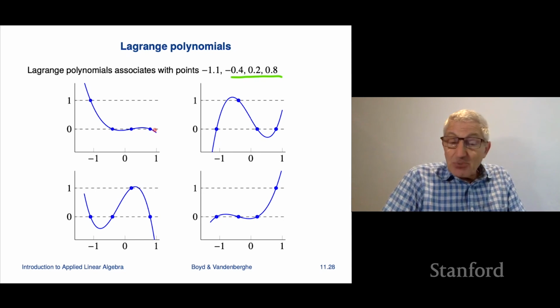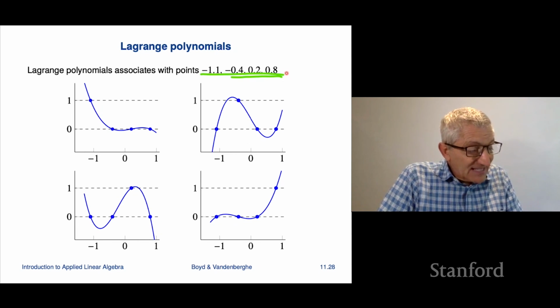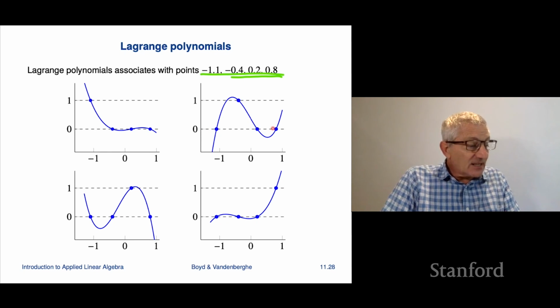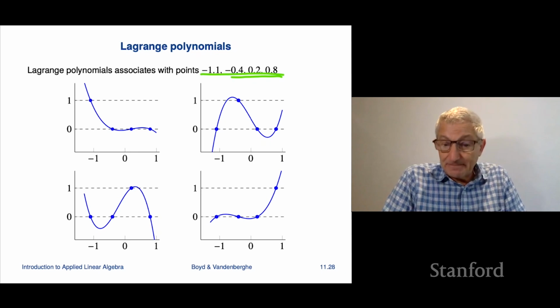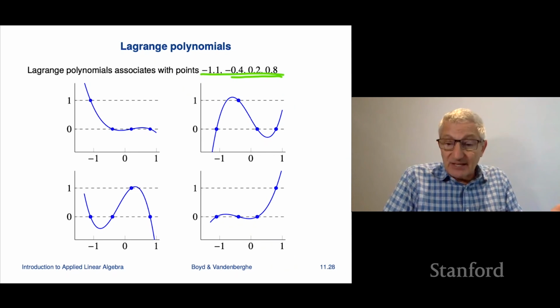Here's the second Lagrange polynomial associated with these points. It's 0 at minus 1.1. At minus 0.4, it's 1. It is again 0 at 0.2 and also at 0.8. So these are the Lagrange polynomials, and each one has coefficients associated with the columns of the inverse of A.